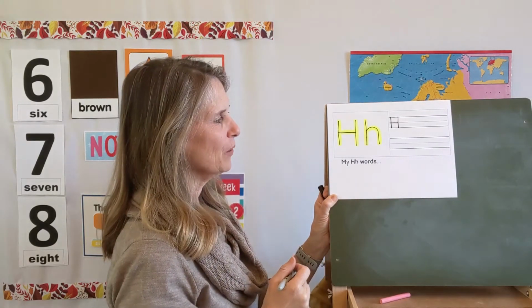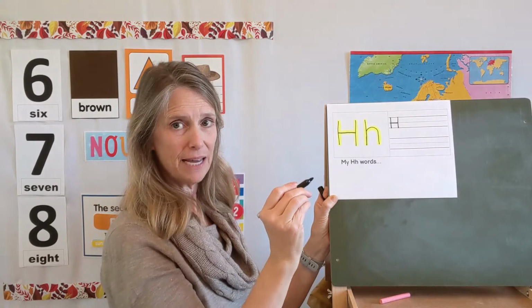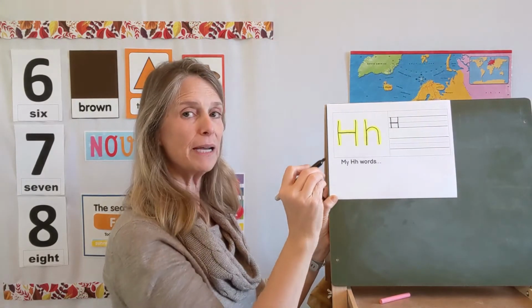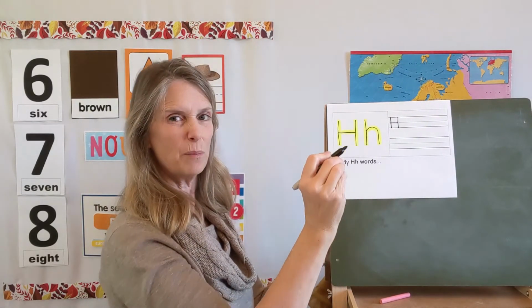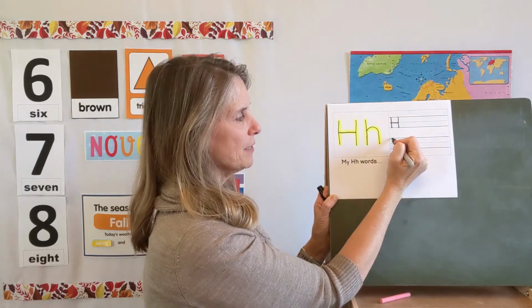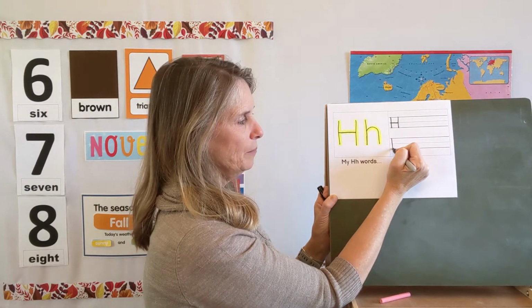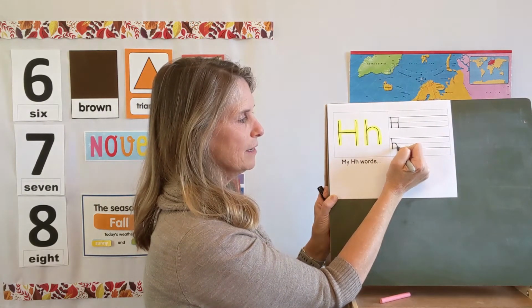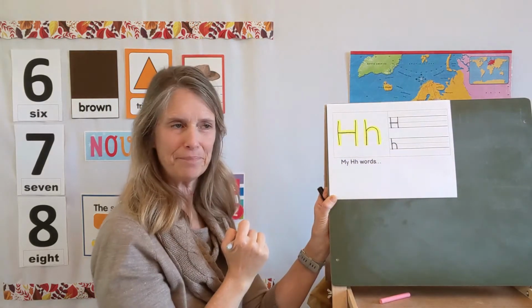All right, let's try the lowercase h. We start at the top and come down to the bottom again, but then we bounce back up to the middle and make our little tunnel opening, our little hump. We start at the top, come down, bounce back up to the middle, and make the little hump.